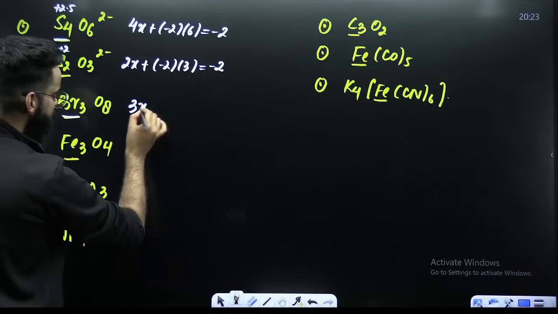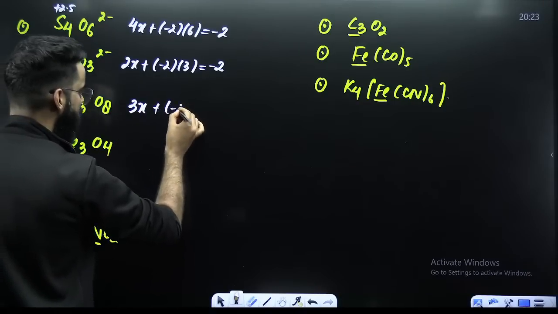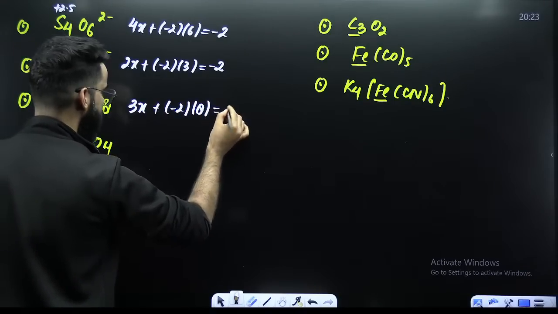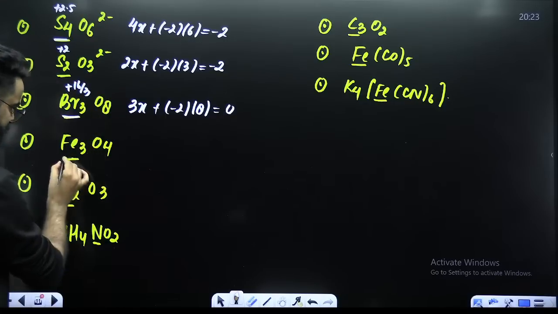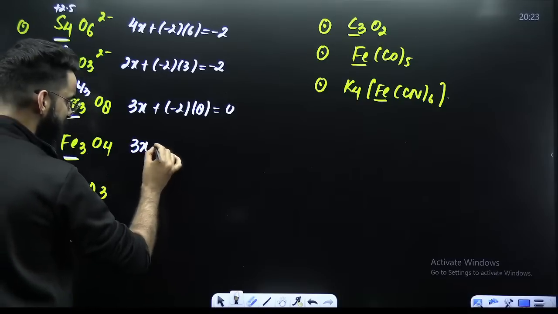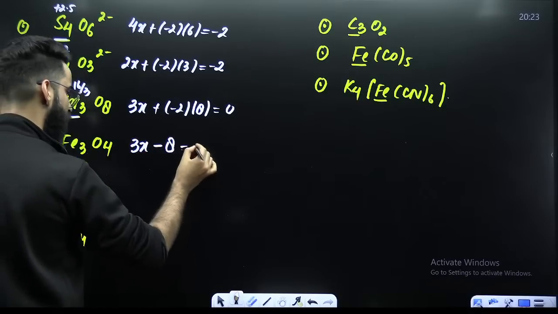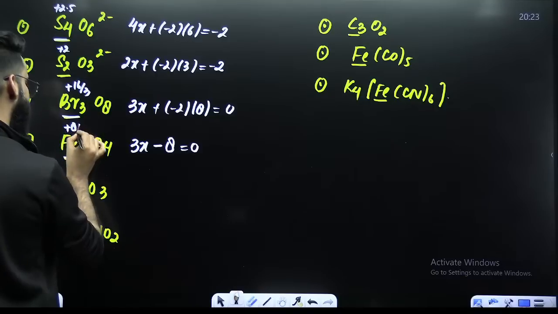Now, this bromine. So it's going to be 3X. Oxygen is going to show -2. There are 8 oxygen atoms. Net charge is 0. So the value of X will come out to be +16/3. Okay. This iron, it's going to be 3X minus 4 2s are 8 is equal to 0. So X value is equal to +8/3.